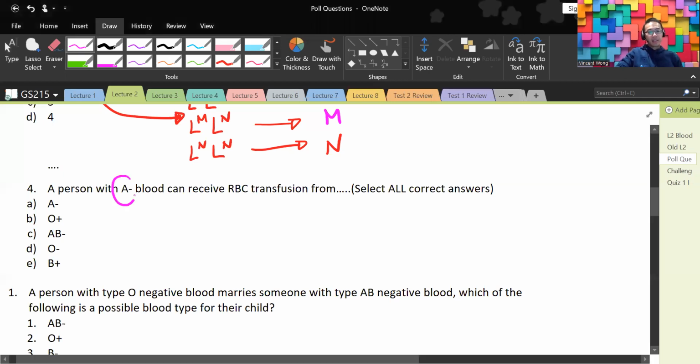A negative can receive RBC from... If you are negative, you can only receive from other negatives, right? So that's why B and E will automatically not be the answer. And if you're A, you can receive from other A's, and you can receive from other O's. Just look at the transfusion chart, okay? And you cannot receive from AB, right? Because AB would have a B on it, and if you are type A, you would have anti-B antibody in your plasma, and it will reject the blood.